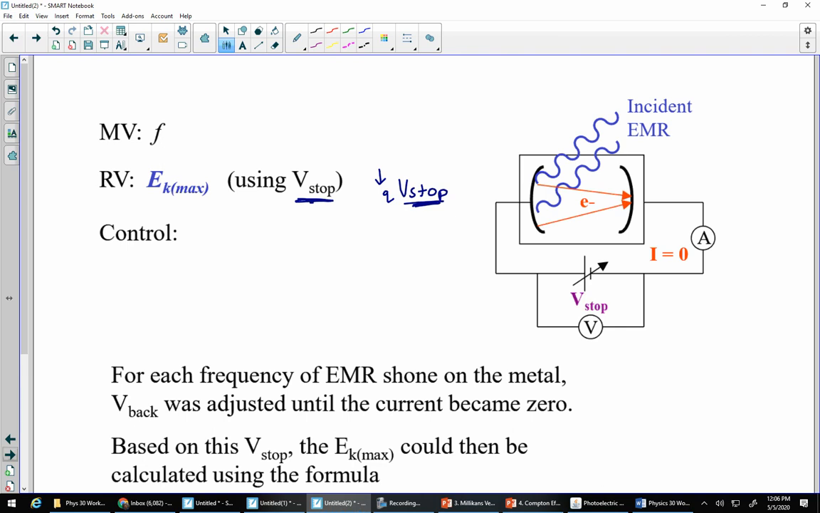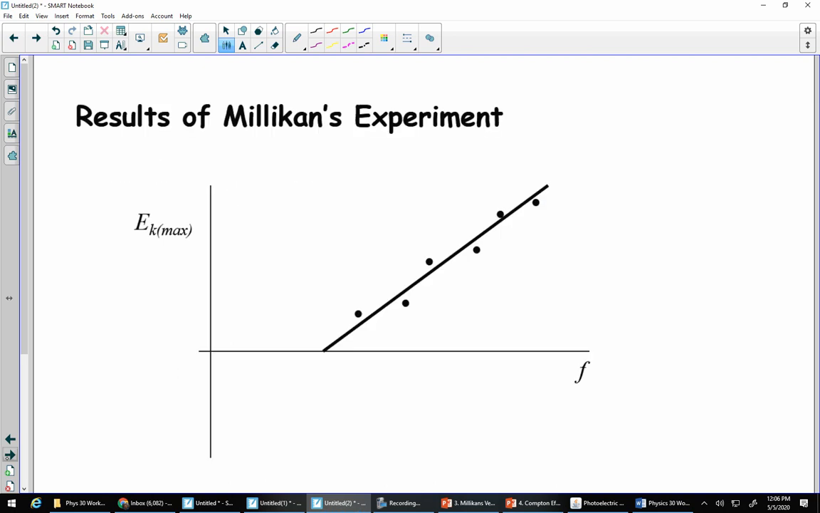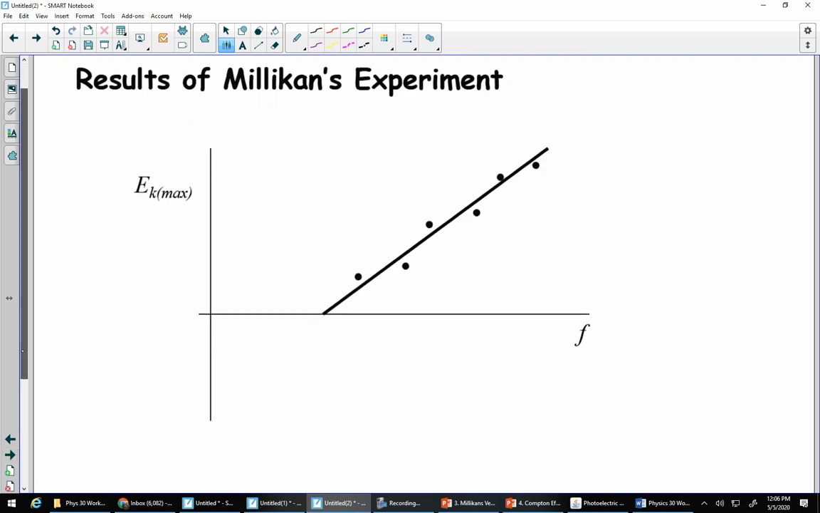Any ideas what the controlled variable needs to be? Remember, each type of metal has its very own work function, so the controlled variable needs to be the same metal surface every time. So in other words, it needs to be the same work function with the same threshold frequency. Right on. So essentially what he found was time after time after time, this graph.